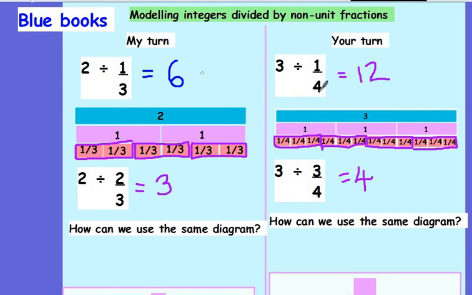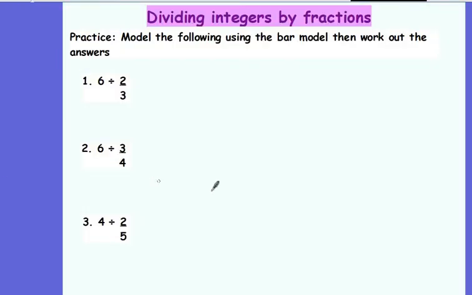Okay, Year 7, please make sure you've got this example in your dark blue books for me. And then pause the video for about 10 minutes, model the following using a bar model in your light blue books, and use your bar model to work out the answers. Pause the video and complete that now, please.